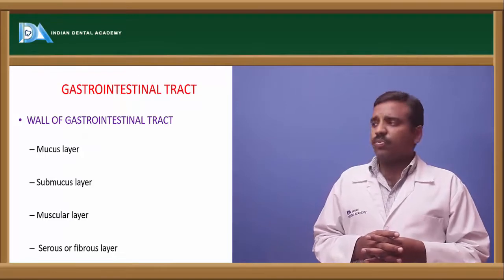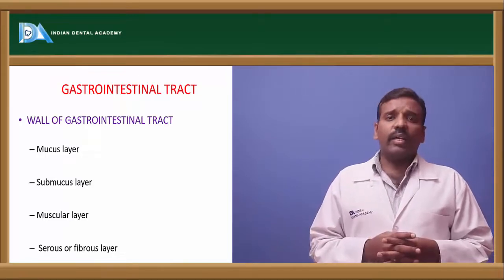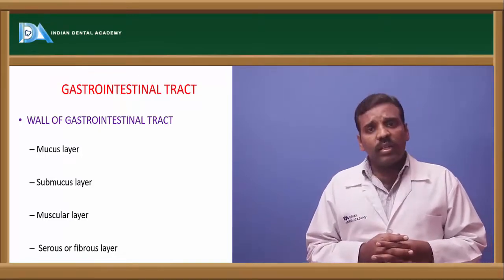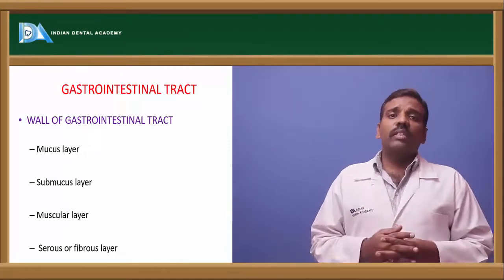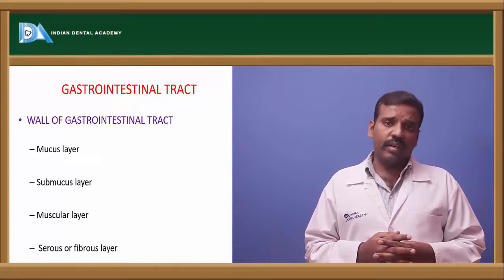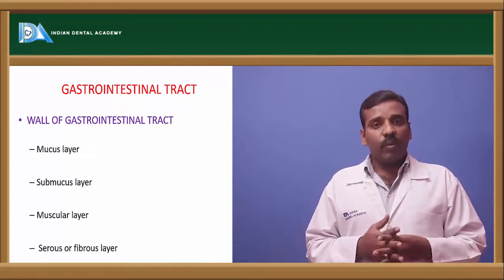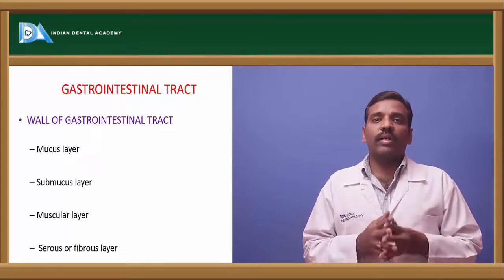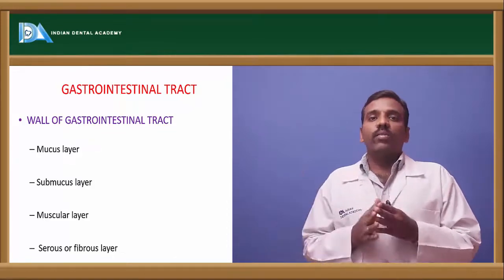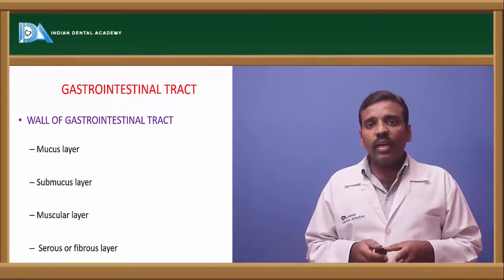The first one is the mucous layer, the second one is the submucous layer, the third one is the muscular layer, and the fourth one is the serous layer or the fibrous layer. Mucous, submucous, muscular, and the serous layer. Four layers are present, from inner to outer.